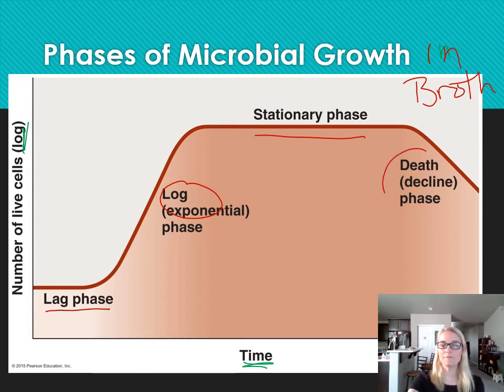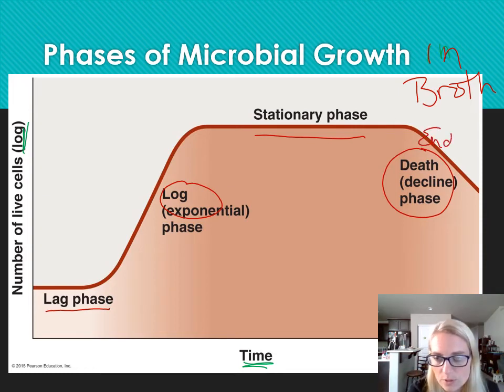And then lastly, eventually what will happen is the death phase: waste products are building up, nutrients are declining, more cells are dying than are being produced. And eventually, if you just leave your broth tube sitting there on the counter or in the incubator, all of the cells will die. They just won't be able to be produced. Or, if it was Clostridium or Bacillus, you might get endospores being produced here, because they're like, oh, I'm running out of room.